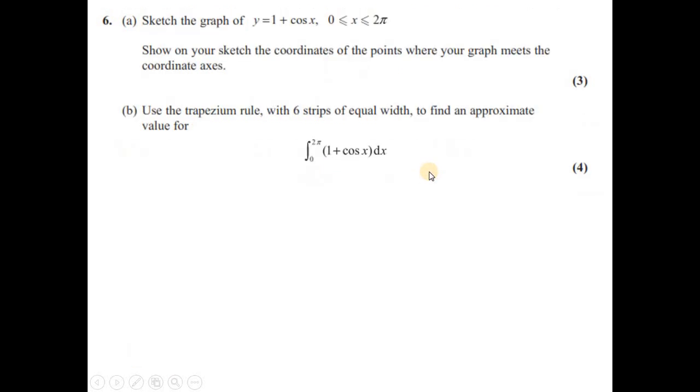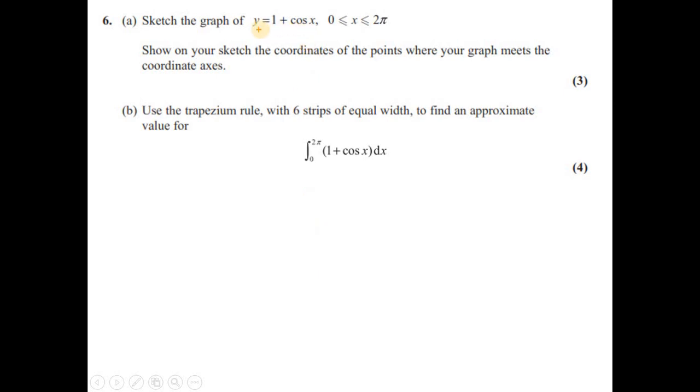Question number 6. Sketch the graph of y is equal to 1 plus cos x between 0 to 2 pi. Show on your sketch the coordinates of the points where your graph meets the coordinate axis. Okay, this is the transformation question in which you translate or shift your graph according to the condition.